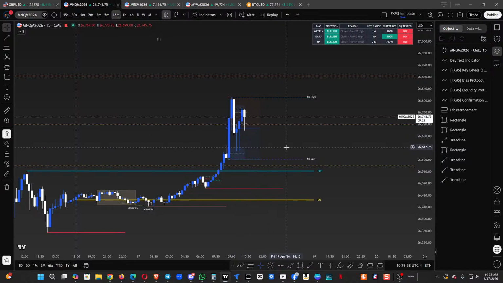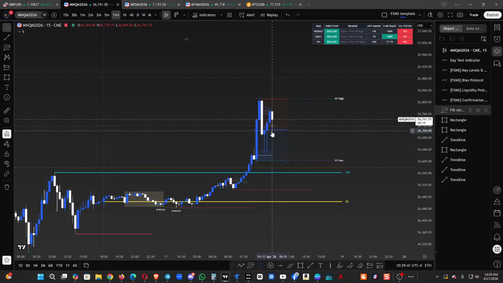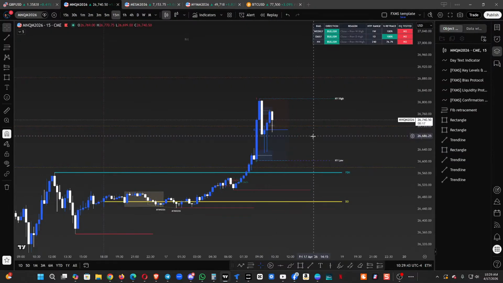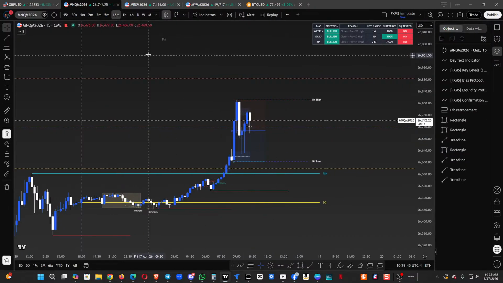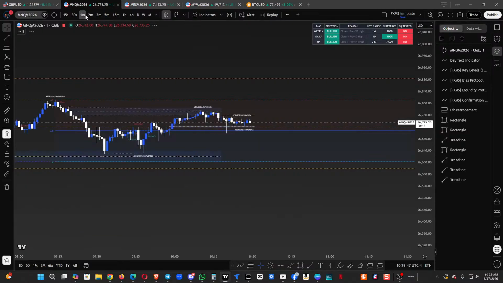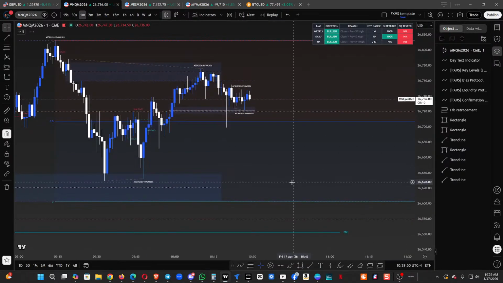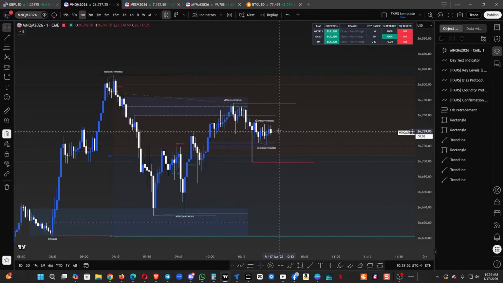All right, 10:30 is about to close in 20 seconds, and we're going to get another pin above the level. See what the 1 minute looks like. I mean, we're slowly making our way down there on the 1 minute, but it's still, like I said, very, very choppy.